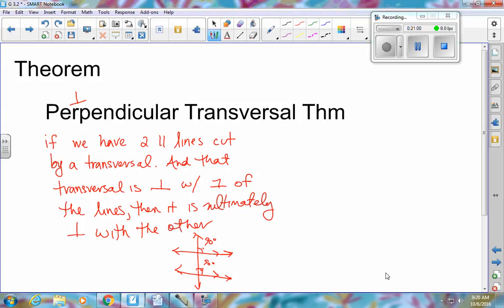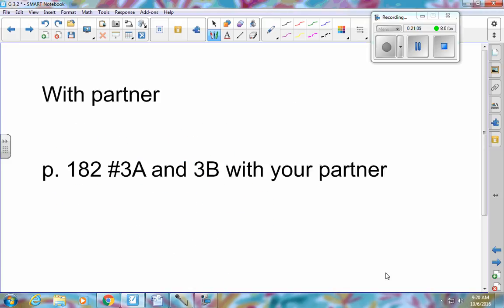I'll leave that up there for a moment. Okay. And then next, with your partner, you're going to work on page 182, just numbers 3A and 3B. So this is right after the example there in your book. You guys are going to do the solving for x and y again. So we can just pause it here and you guys can work on this. Please check around the room and make sure that you guys are getting it sorted out and figured out, and then you guys can turn it in to the sub, and I will give you participation points for this.